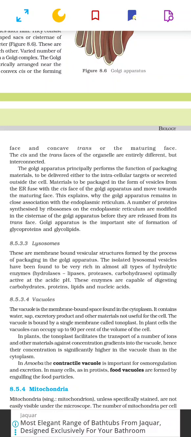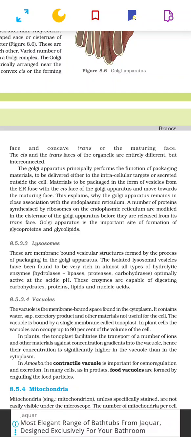Vacuole. The vacuole is a membrane-bound space found in the cytoplasm. It contains water, sap, excretory products and other materials not useful for the cell. The vacuole is bound by a single membrane called the tonoplast. In plant cells, the vacuole can occupy up to 90% of the volume of the cell. In plants, the tonoplast facilitates the transport of a number of ions and other materials against concentration gradients into the vacuole. Hence, their concentration is significantly higher in the vacuole than in the cytoplasm.